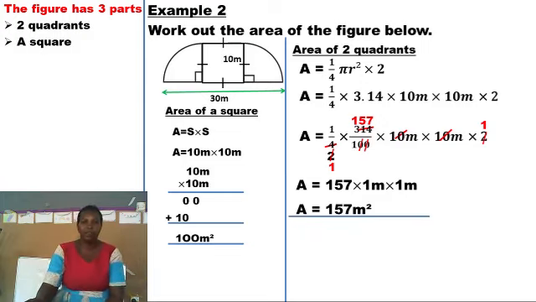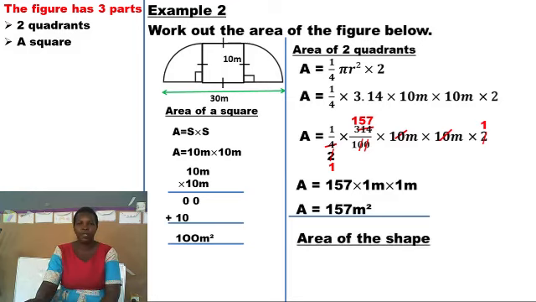My dear boys and girls, remember, the question says, work out the area of the figure below. Having worked out the area of the given parts in this figure, the area of a square and the two quadrilaterals, our next step is to look at the area of the figure. And remember, I told you, these are combined shapes. As you get their area, you need to add the area of all the parts that were involved in the given shape or figure.